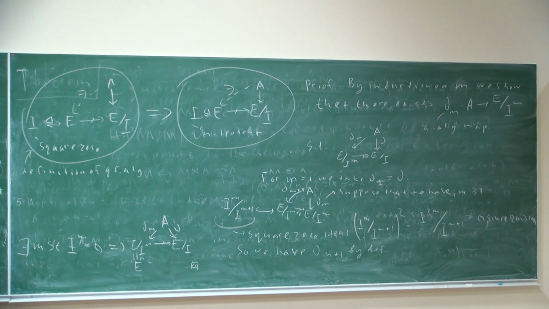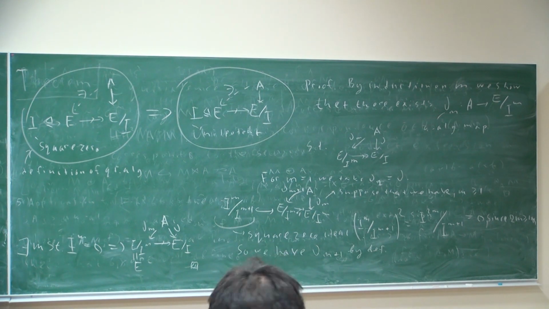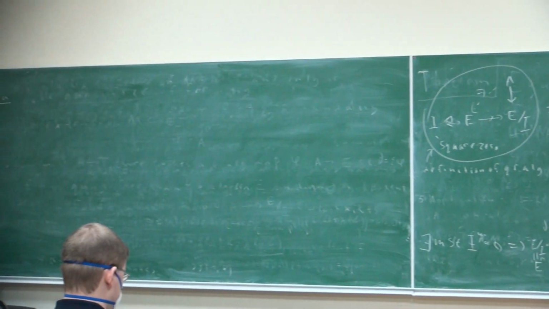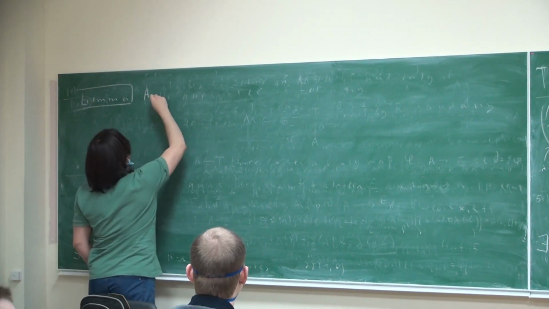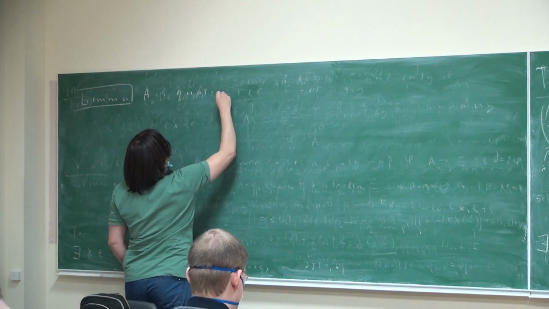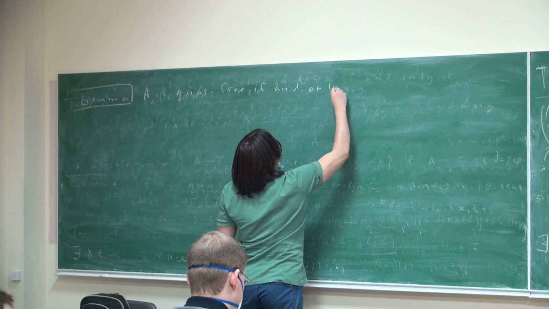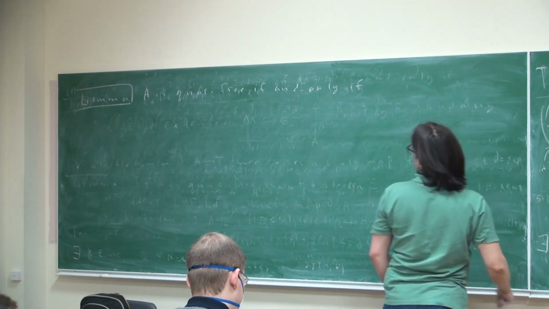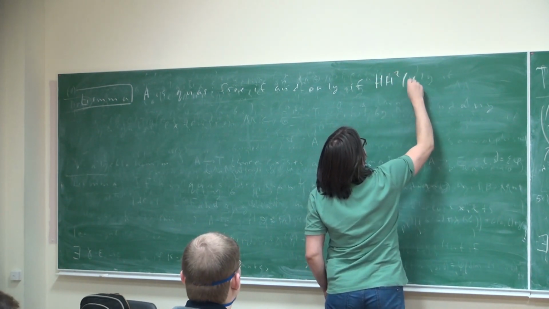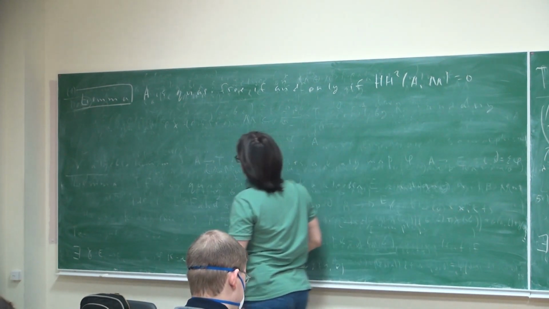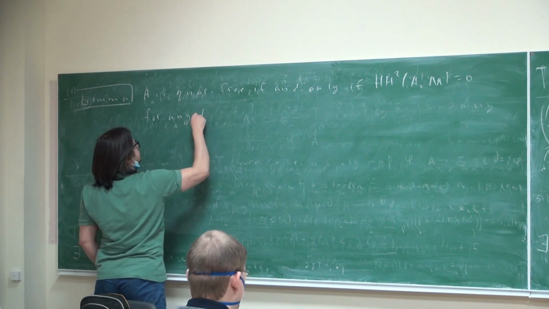Now we will show that to check that an algebra is quasi-free, we don't need to check the condition for all square zero extensions, but only for some special square zero extensions. Suppose that we have an algebra A. It is quasi-free if and only if HH2(A, M) is zero for any A-bimodule M.